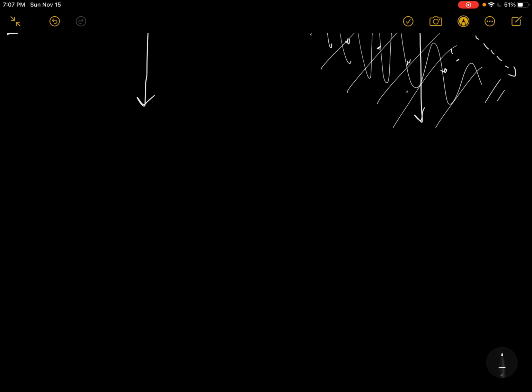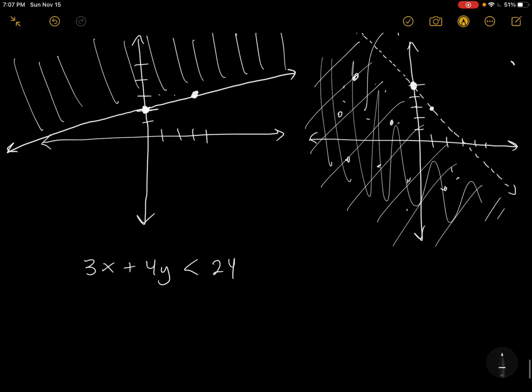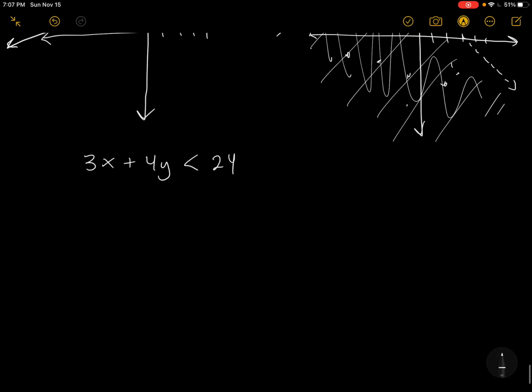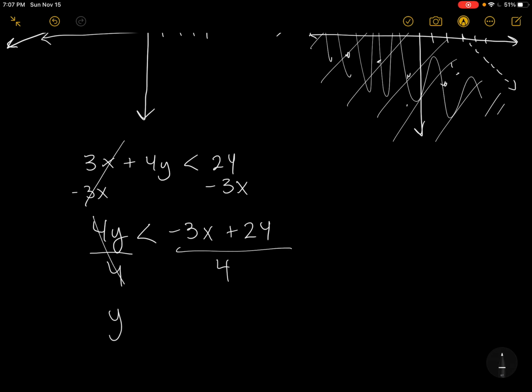Something important to remember too is you're going to have to write it. If it's not in slope-intercept form, you're going to want to rewrite it, because the rules for shading below and above don't work out when it's in this form. You can just pick points and test it if you want, but I find it's easier to convert it. Okay, so I'm just solving for y.